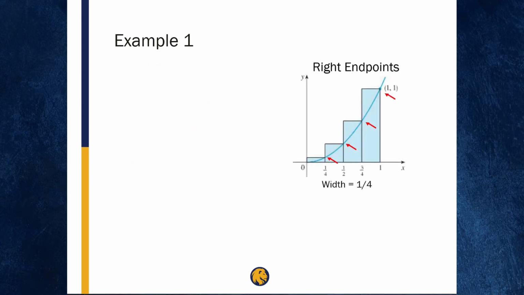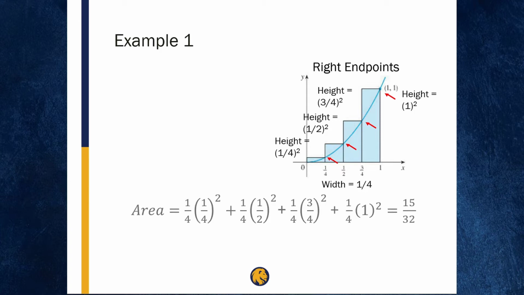Let's see how this compares with right endpoints instead. In this case, the height of the first rectangle is 1/4 squared, then 1/2 squared, 3/4 squared, and the last one would be just 1 squared. So we have 4 rectangles here. The area adds up, when we put them all together, width times height, and add them, to 15/32. So this is bigger than it was with the left endpoints. We get 0.46875, which is an over approximation of the area under the curve.